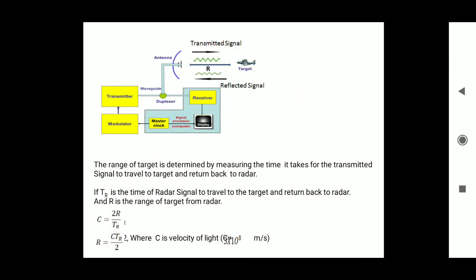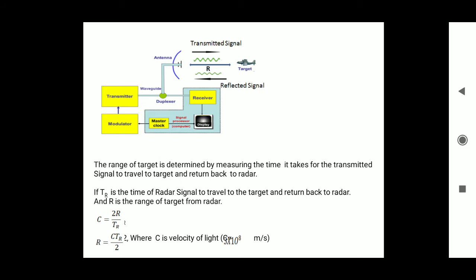Now the concept: the range of the target is determined by measuring the time it takes for the transmitted signal to travel to the target and return back to the radar. If TR is the time for the radar signal to travel to the target and return back to the radar, and R is the range of the target from the radar, then the velocity C equals 2R divided by TR.